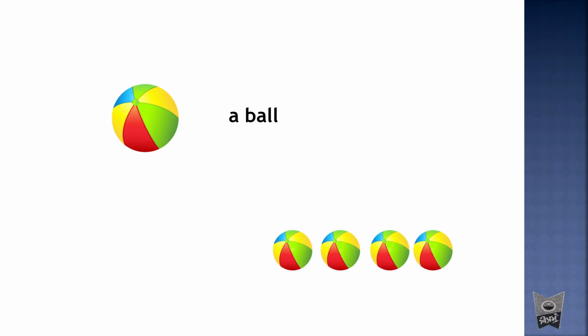Okay, let's look at the next slide. What is this? Yes, it is a ball. If more than one ball is there, then we'll say balls. Say it once more. A ball, and these are balls. Look here, we have added S to the spelling of ball.